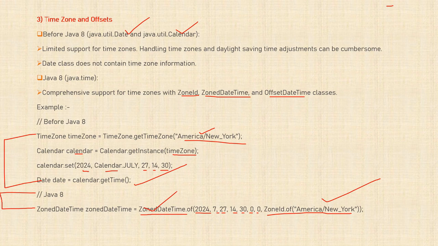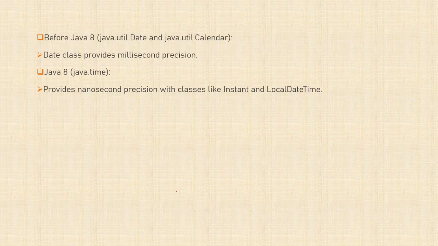This is easy to use, and it is also easy to use in a multi-threaded environment because it is thread safe. Before Java 8, the Date class provides millisecond precision, and Java 8 provides nanosecond precision with classes like Instant and LocalDate.